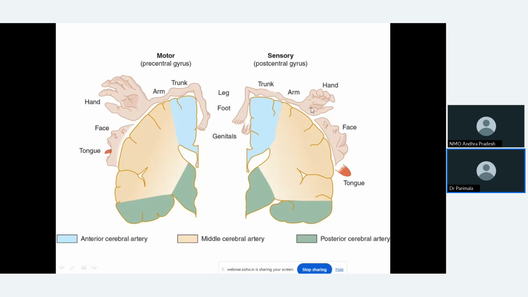The face, upper limb, trunk and thigh regions are on the supralateral surface. The leg, foot and perineum are on the medial surface. So this is about the sensory and motor homunculus. For undergraduates, it is the supralateral surface that is more important. I am not going to bore you by telling the medial surface and inferior surface. This is the essay question for you. So learn it well.